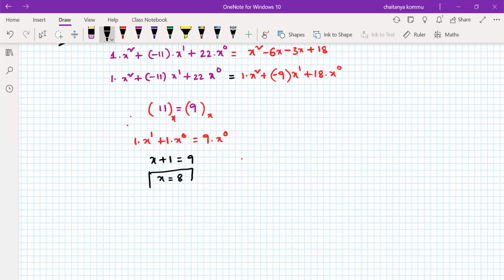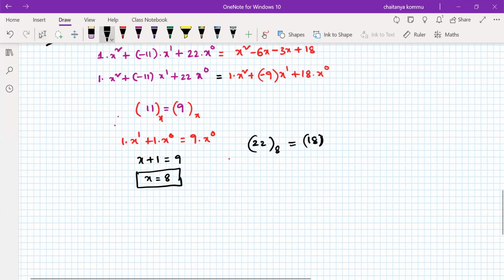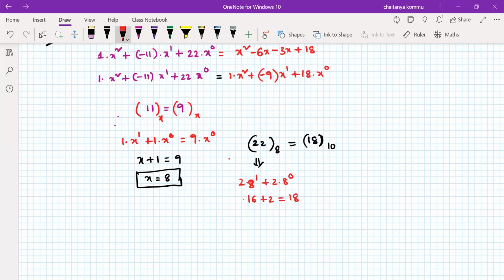So it is actually an octal number system. If it is an octal number system, whether it is correct or not, how do we check? We just have to check that 22 of base 8 must be equal to 18 of base 10. So is it correct or not? We need to check. How do we check this one? With the help of 2 into 8 to the power of 1 plus 2 into 8 to the power of 0. What is the value? 16 plus this value is 2. That is equal to 18. Therefore, that is how we have to check. So we have to check in this method.